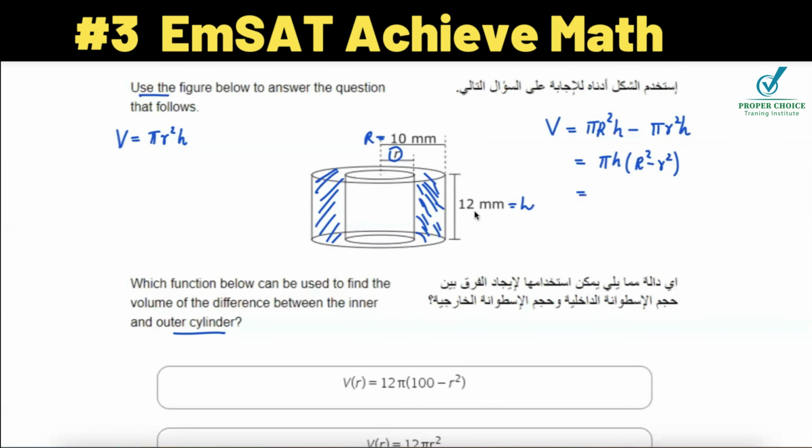H value is 12. If you substitute h as 12, 12 multiplied by pi becomes 12 pi, and substitute for capital R what we assigned as 10, 10 square minus r square, which is going to be 12 pi. 10 square is going to be 100 minus r square. So that is matching with the first choice. This is how you can find the volume difference between the outside and inside cylinder.